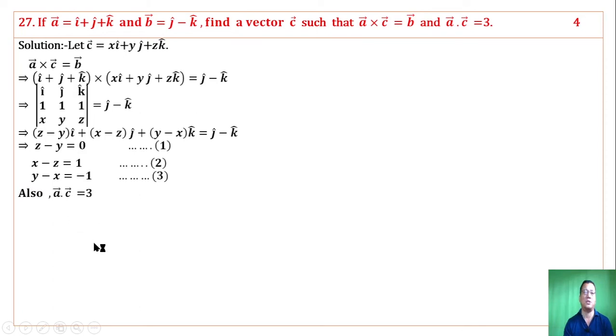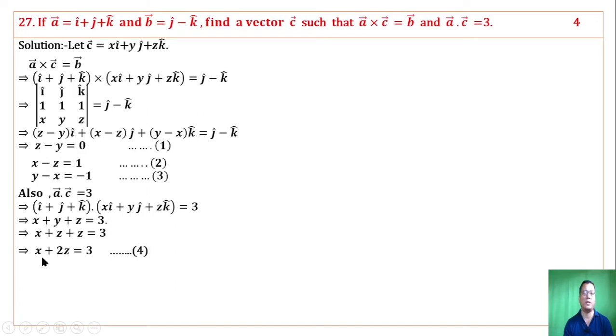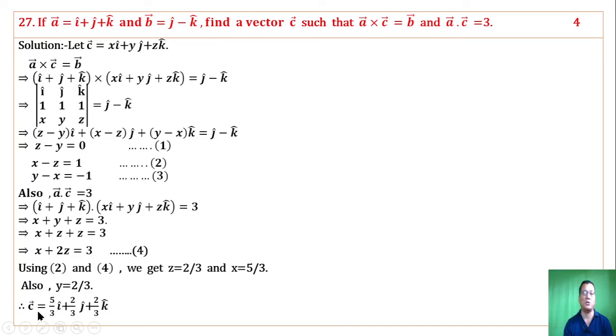Also a dot c is 3. The scalar product is this, whose value is 3. From these four equations we have to solve x, y, z. y is equal to z. Therefore instead of y put z, from which we have x plus twice z equal to 3, which is equation 4. Using 2 and 4 we get z equal to 2 by 3 and x equal to 5 by 3. Also y equal to 2 by 3. Therefore c equal to 5 by 3 i plus 2 by 3 j plus 2 by 3 k. This is the required vector.